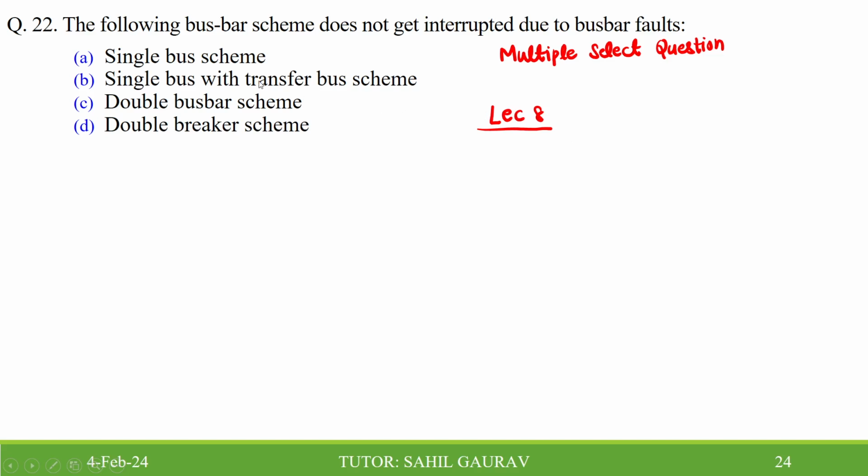So if you see from the options, the single bus scheme is one of the simple bus bar schemes. So from the options we can go one by one. What should be the correct option? Single bus scheme: if a fault happens in the bus bar, it takes the whole substation out of service. So this is incorrect.